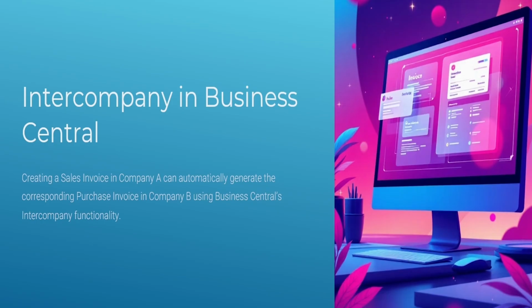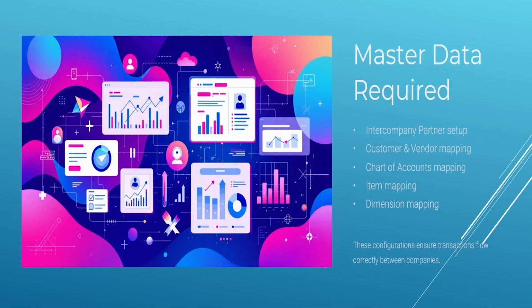Intercompany in Business Central. In Microsoft Dynamics 365 Business Central, when a sales invoice is created in company A, the system can automatically generate a corresponding purchase invoice in company B using intercompany functionality. Intercompany master data required. To implement intercompany in Business Central, certain master data configurations are required, such as intercompany partner setup, customer and vendor mapping, chart of accounts mapping, item mapping, and dimension mapping.